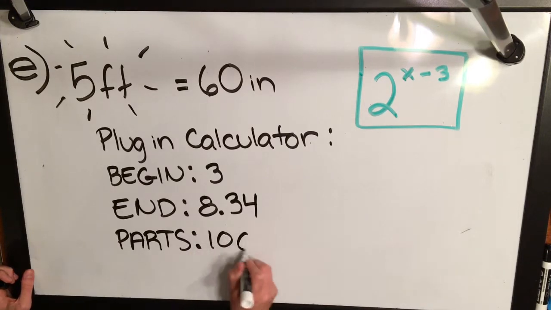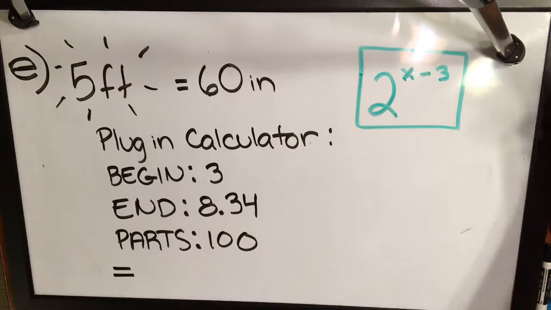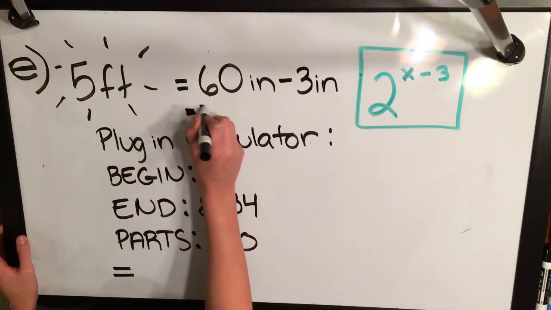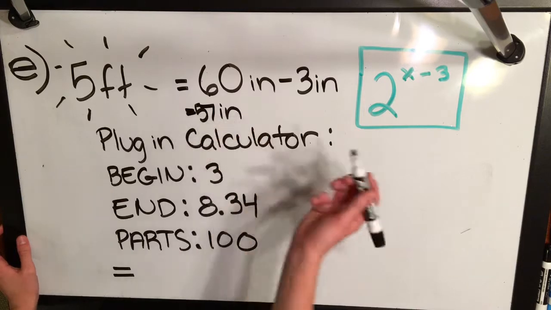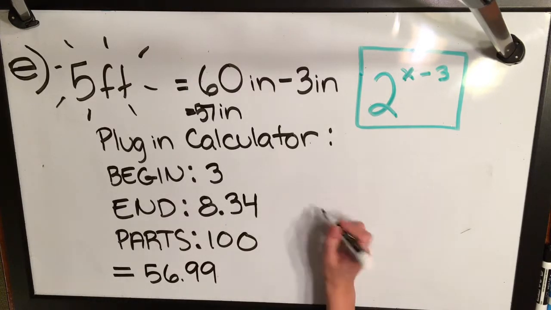So you have to remember that there are 3 inches she has when her hair is growing at a linear rate, when it's just 1 inch per month. So you have to take off those 3 inches, and you're going to solve for 57 inches. When we plugged in, the beginning is 3 and the end is 8.34, we got 56.999, which is about as accurate as it gets.